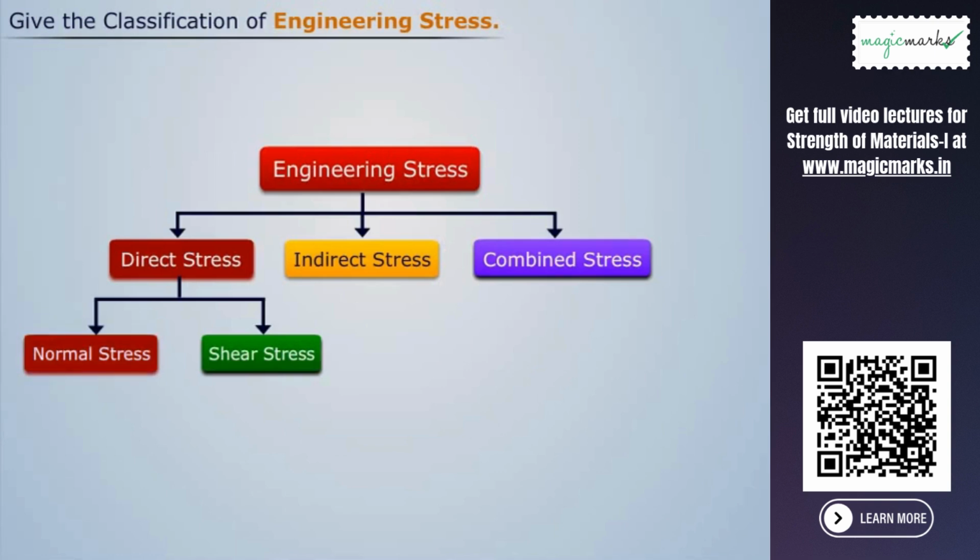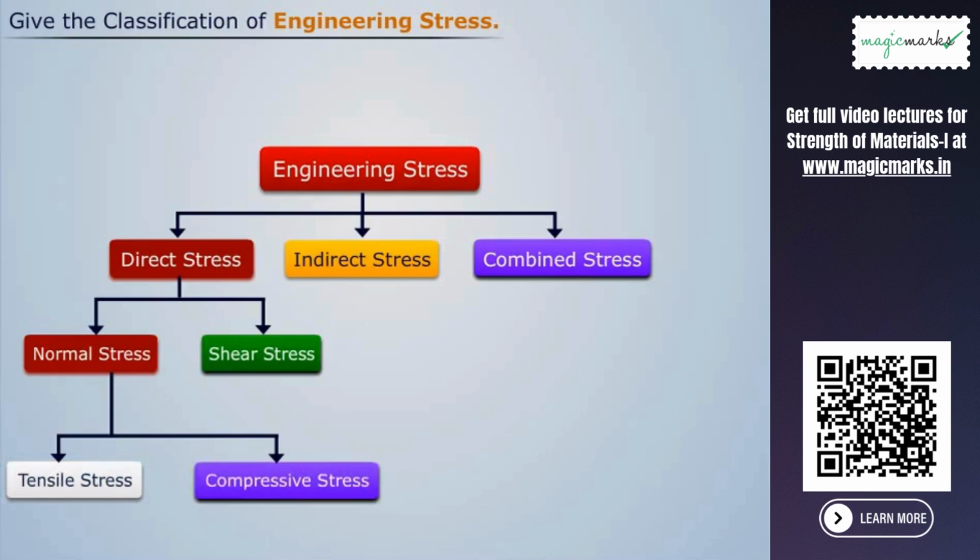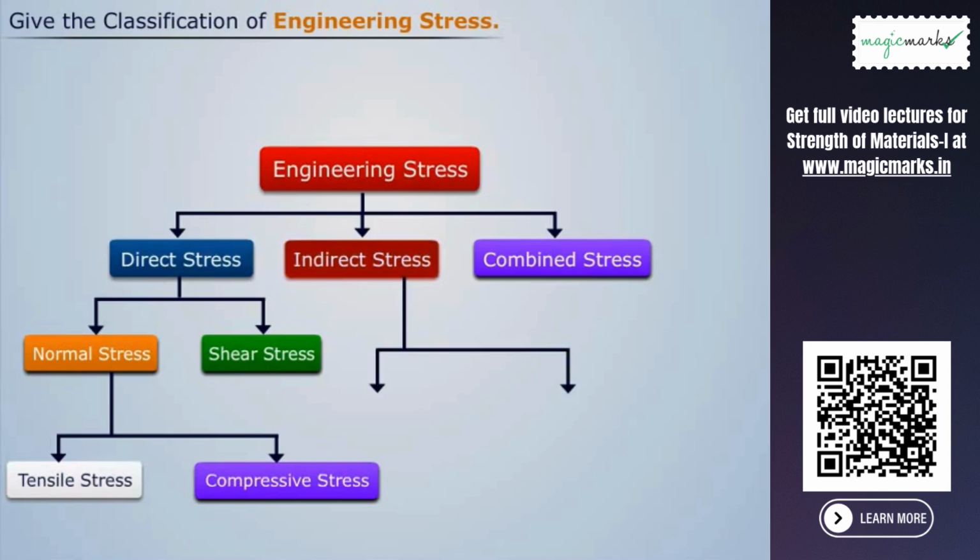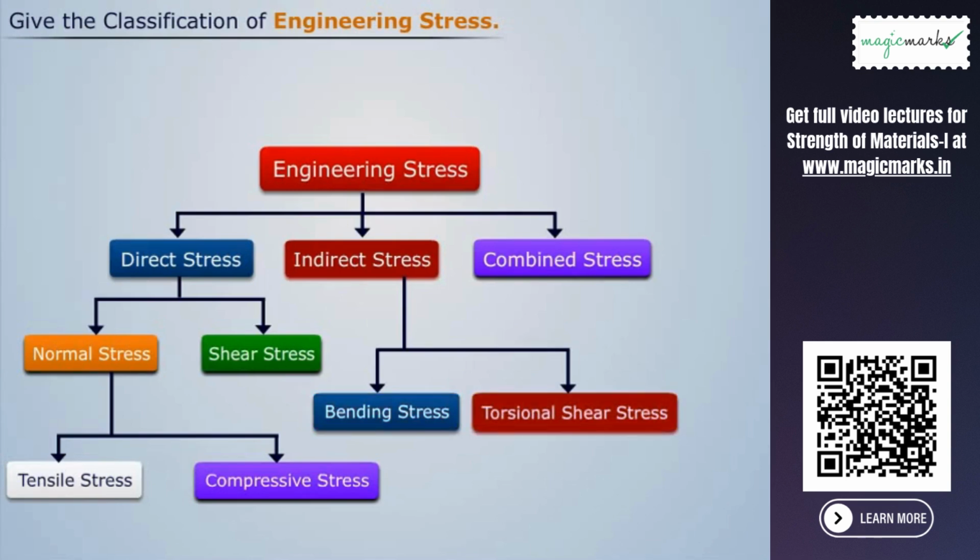And normal stress is further subdivided into tensile stress and compressive stress. Indirect stresses are further divided into bending stress and torsional shear stress. Combined stress is a combination of direct stress and indirect stress. Now let's understand each of these stresses one by one.